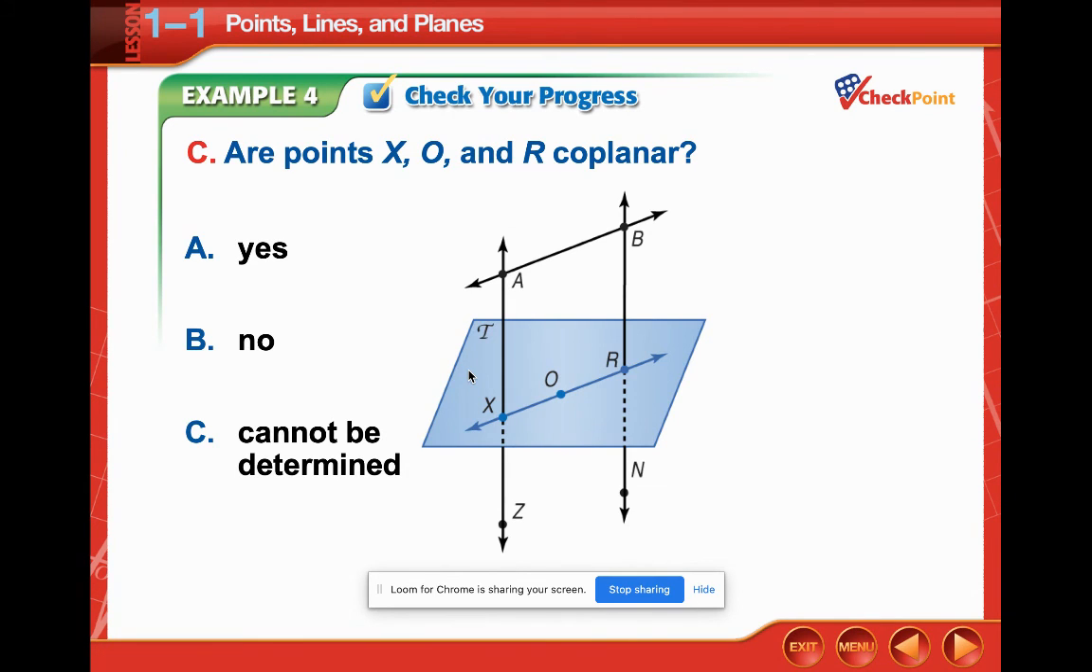Are points X, O, and R coplanar? So X, O, and R. You guys take a second, see if you can figure this one out. All right, the answer is yes, they are coplanar. They are collinear as well, X, O, R. If they're collinear, they are coplanar.